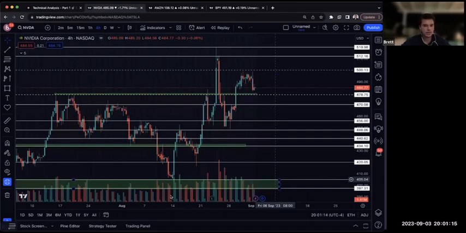So that's what I see here, right? Right now, this is still bullish, right? We're still holding over major demand into close on NVIDIA, right? So technically still bullish until we lose that 480. If we lose 480, then it's bearish.